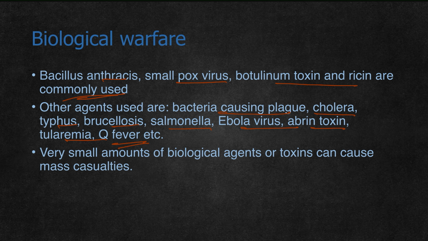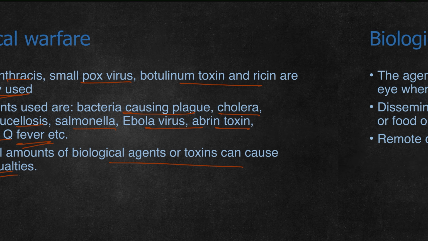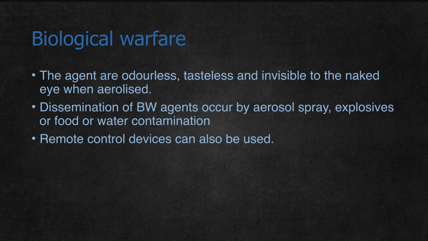Mainly the bacterial infections should be treated with antibiotics and related compounds. A very small amount of biological agents or toxins can also cause mass casualties. Commonly just a single dose can cause mass casualties in the community. The agents are odorless, tasteless, and invisible to the naked eye when aerosolized, so they can be easily administered. Dissemination of biological warfare agents can occur by aerosol spray, explosives, or food or water contamination. Remote control devices are also used for dissemination of the agent.